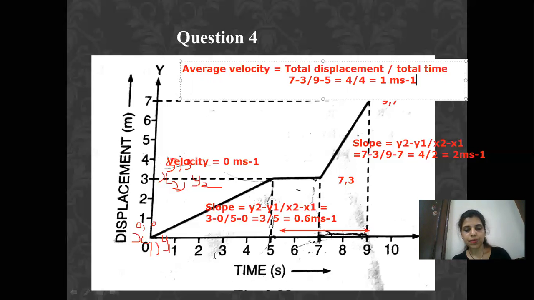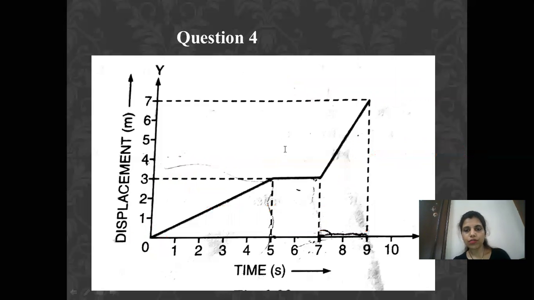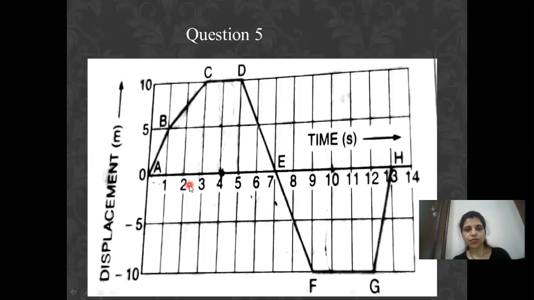So in the next question, now this was question 4. Now question 5. In question 5, this is how the graph is given, and according to the graph, the questions are given. You have to observe the graph, you don't have to draw this graph. You have to observe and answer the questions. This is how it will be asked in the exam.